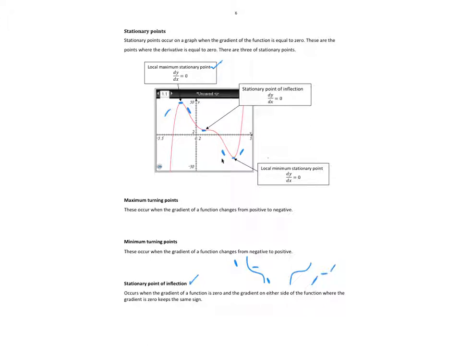So to be definitive about the nature of a stationary point, you've got to test the gradient to the left and to the right of it, okay? Just immediately to the left or right. Sometimes we have to do that if we have to prove a stationary point is a maximum or minimum.